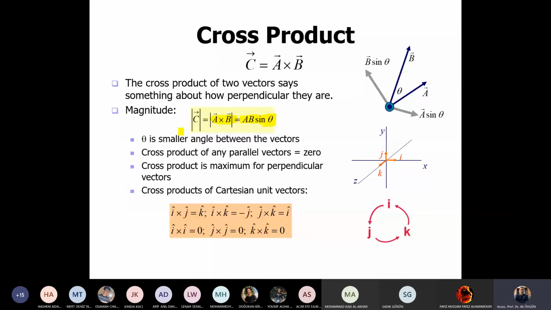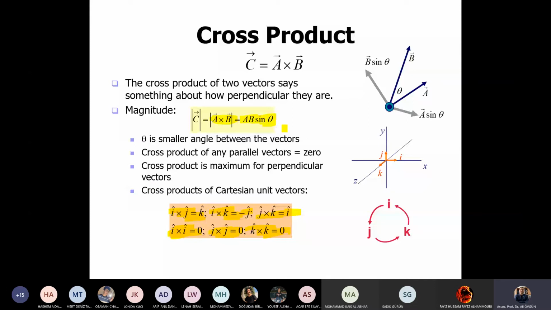So the x component gives you 0. Like this one, I hat cross I hat is 0. J hat cross J hat is 0. K hat cross K hat is 0. But if you multiply I cross J, it gives you K hat, I cross K gives you minus J hat, and J cross K gives you I hat. So the cross product is maximum for perpendicular vectors like x and y, and the cross products of Cartesian unit vectors are here, you can see.